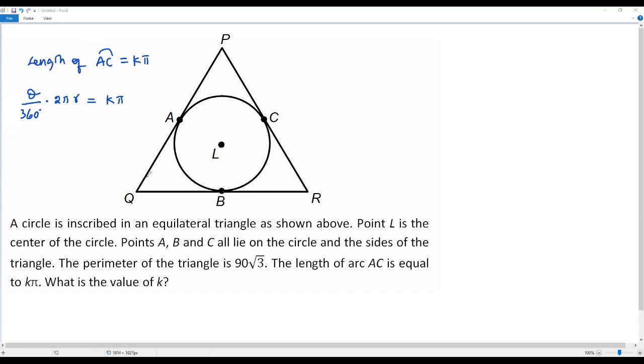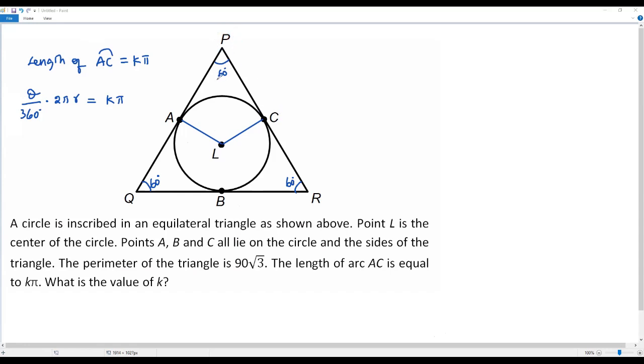Now, let's consider this equilateral triangle. Since it's an equilateral triangle, at each vertex we'll have the interior angle 60 degrees. Here we'll have 60 degrees, here 60 degrees, and here 60 degrees. Now let me draw two radii of the circle, from the center L to the point C, and from the center L to the point A. Here I've drawn two radii, and we know that PA is tangent to the circle from the external point P, and PC is also tangent to the circle from the same external point P.